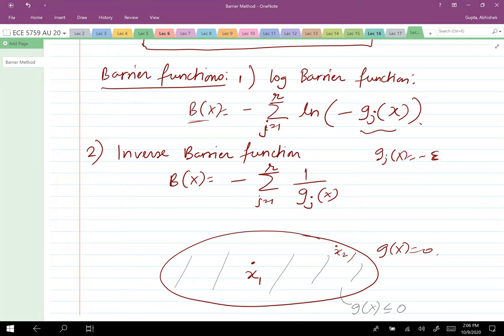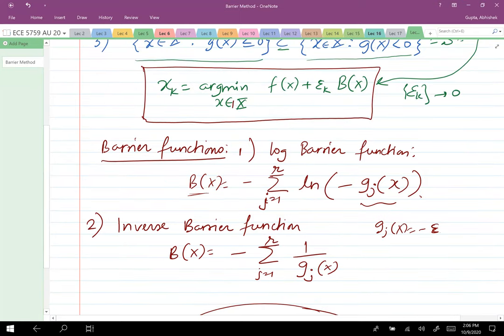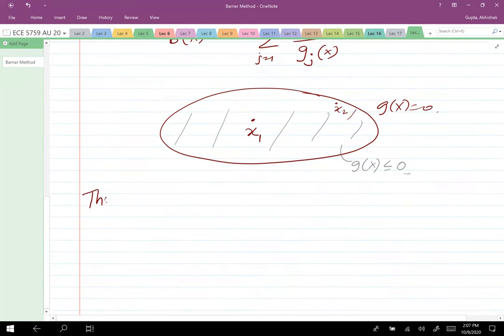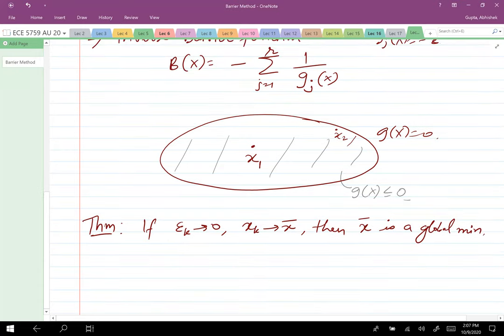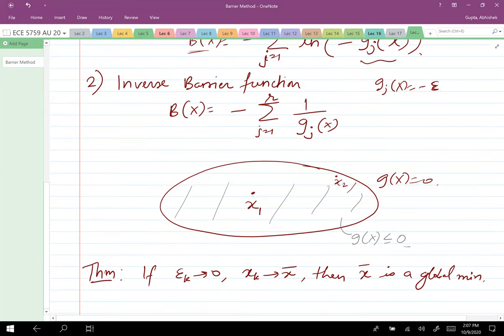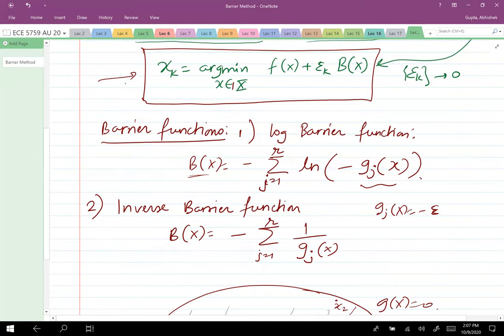So any questions with the barrier function? So what's the theoretical result? Assuming that you pick epsilon k goes to zero, if your xk converges to x bar, then x bar is the optimal solution. X bar is a global minimum. And the reason why X bar is a global minimum is because you're solving an argmin problem at every point of time when you are looking for the barrier function, looking for this minimization in this equation.